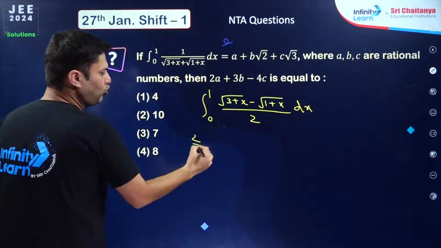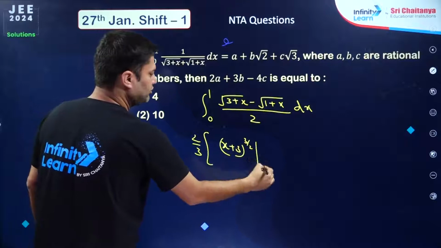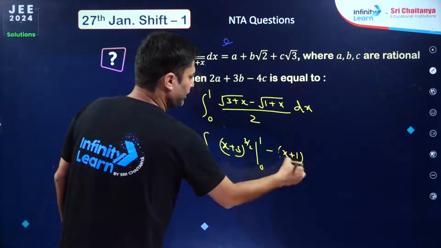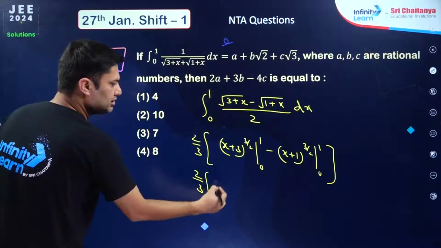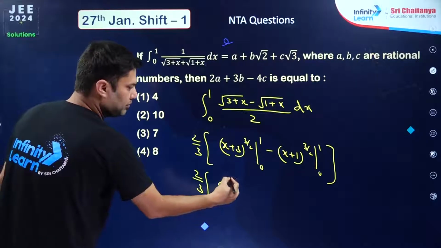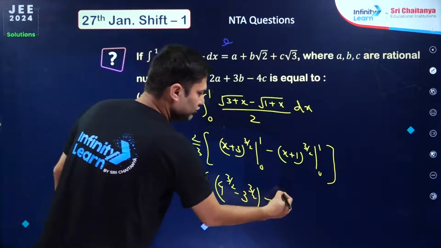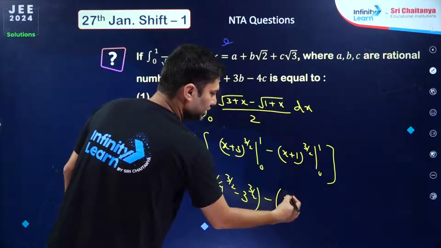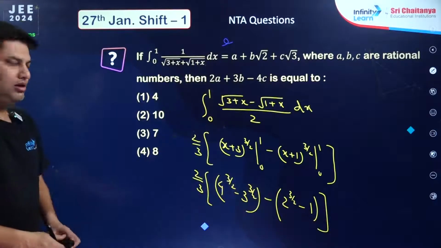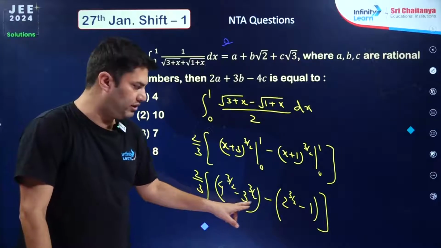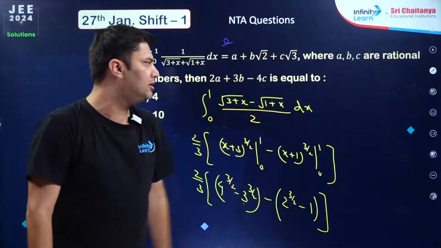This is really easy. So 2 by 3, and this is x plus 3 to the power 3 by 2 from 0 to 1, and x plus 1 to the power 3 by 2 from 0 to 1. So 2 by 3, and this is 4 to the power 3 by 2 minus 3 to the power 3 by 2. And if you put 1 here, so 2 to the power 3 by 2 minus 1. So that's the final answer. Finally, this is 8, this is 3 root 3, this is 2 root 2 minus 1. Just compare it with this part, a, b and c, you'll get the answer.